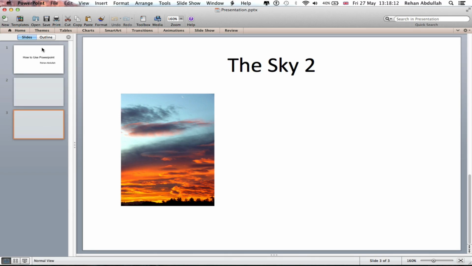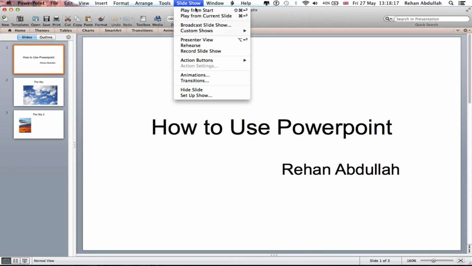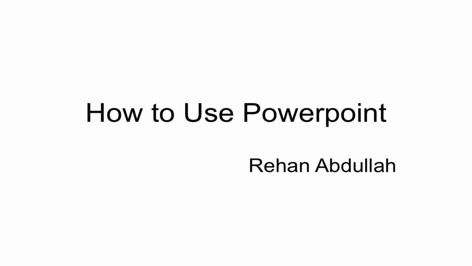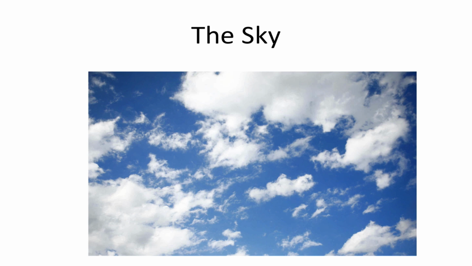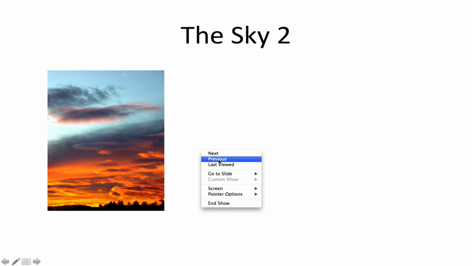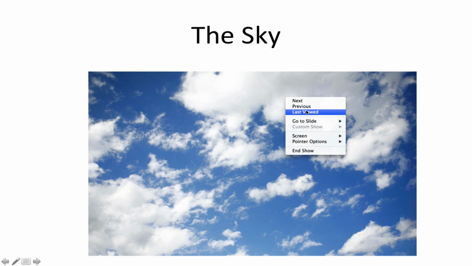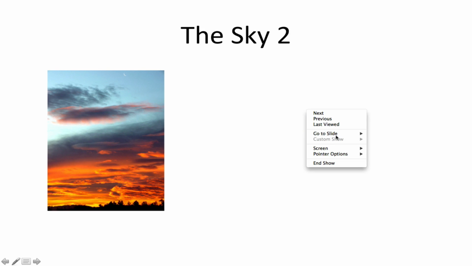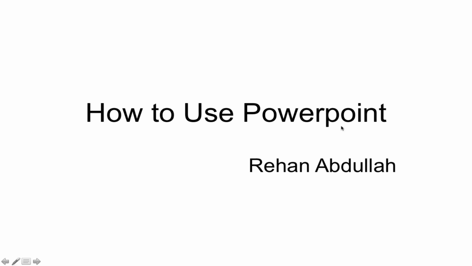I can actually play the slideshow. So if I was to go to slideshow, play from the start, how to use PowerPoint. If I use the right arrow key, it takes me to the next slide, the sky. Press it again, it takes me to the next sky. I can actually control this with my mouse, with my cursor, go back and forward. I can say previous, last viewed, go to slide. So if I go to first one, this is how you navigate.